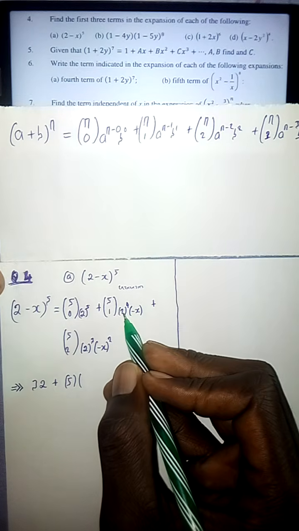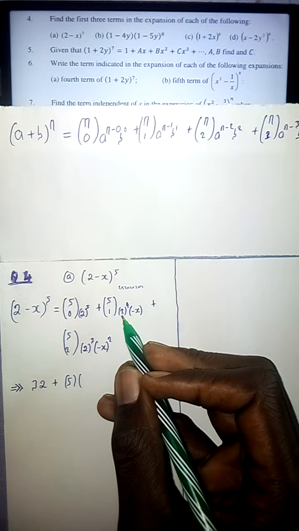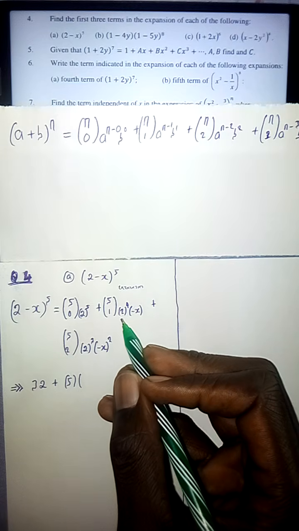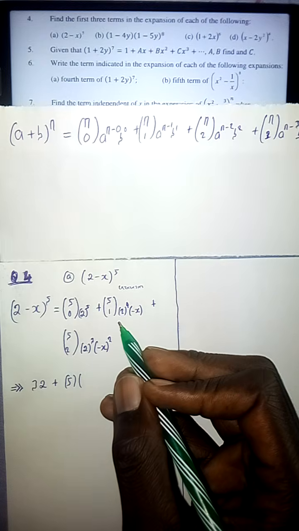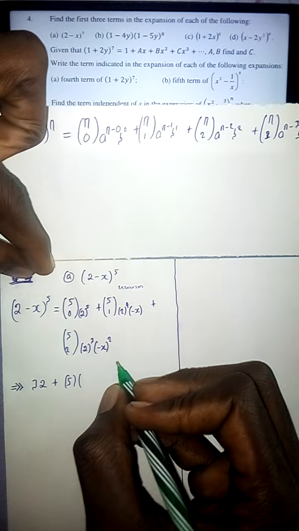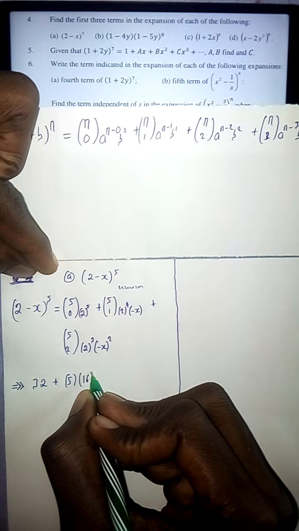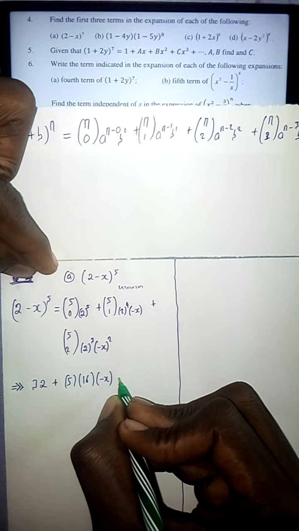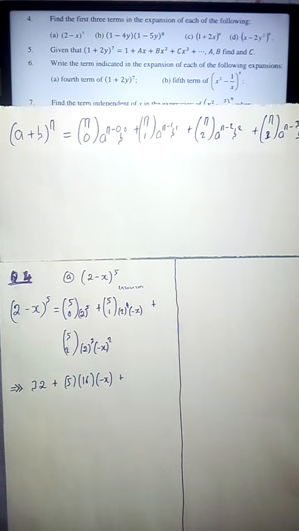Multiplied by what? 2 raised to the power 4. That should be what? That should be 16. Okay, is that true, guys? Yeah, it should be 16, and it is 16. Then we also have got negative x. Then we have this part now.